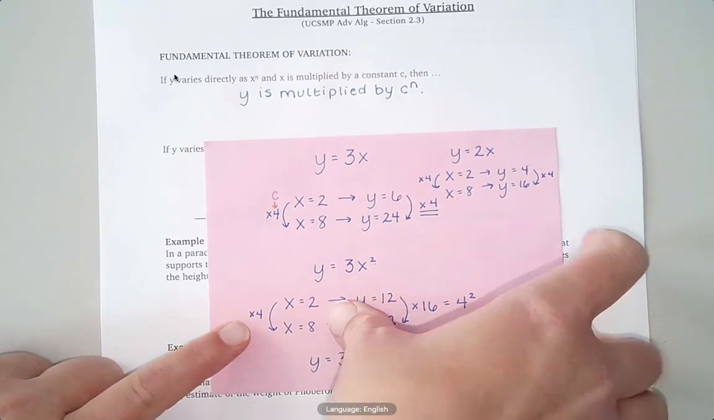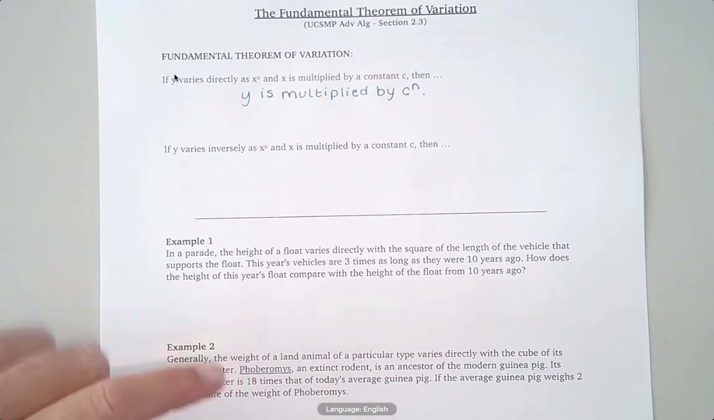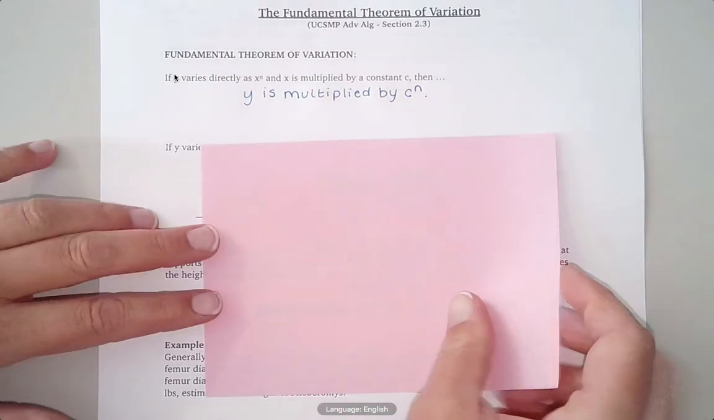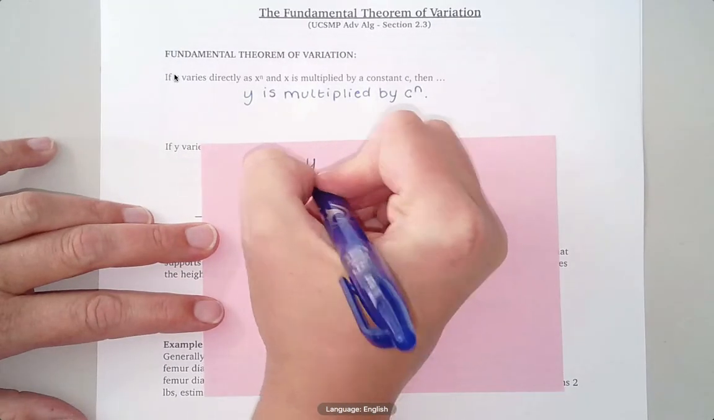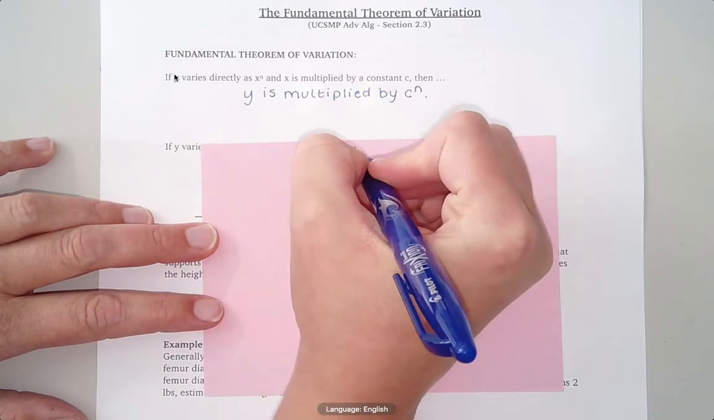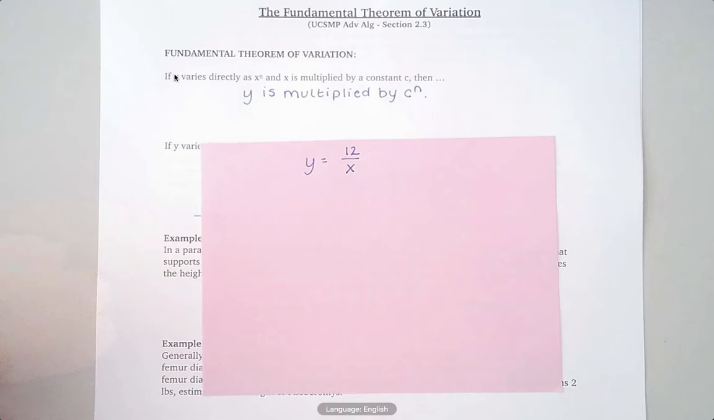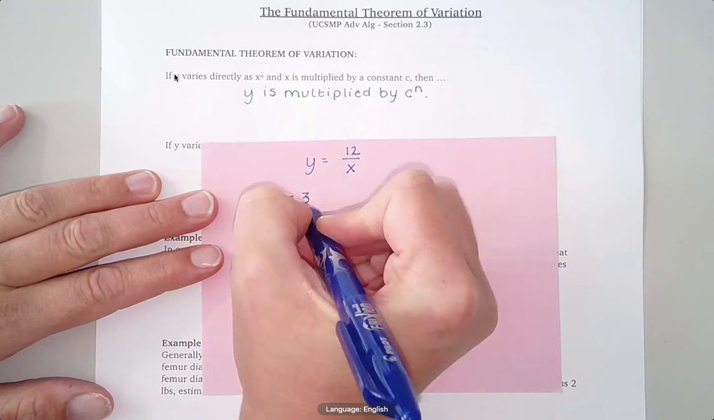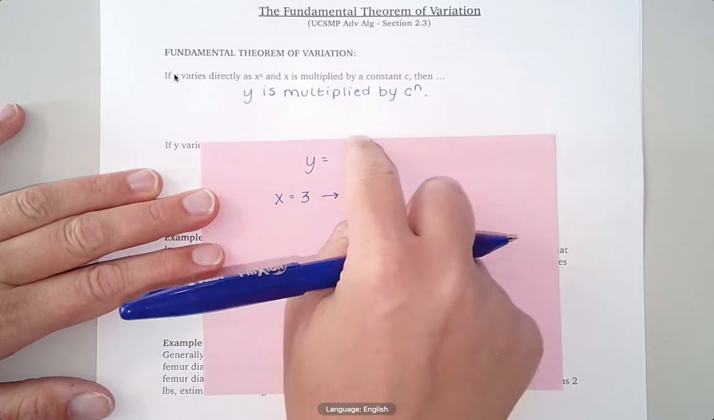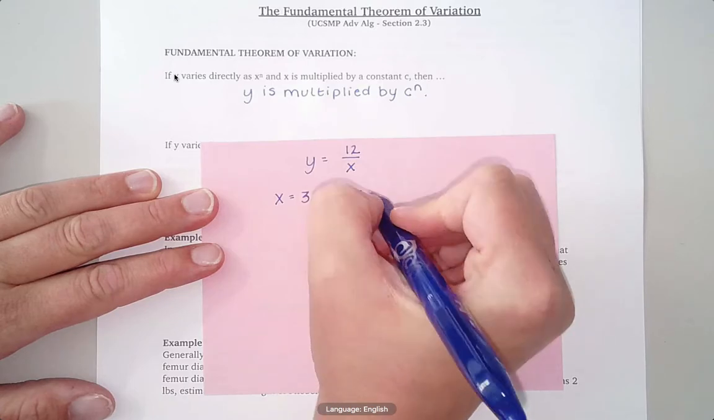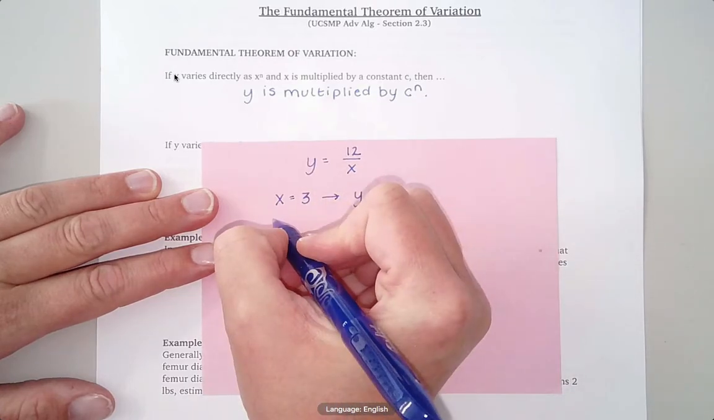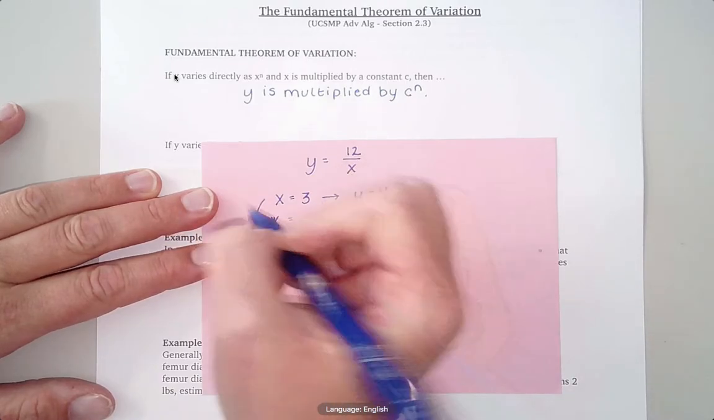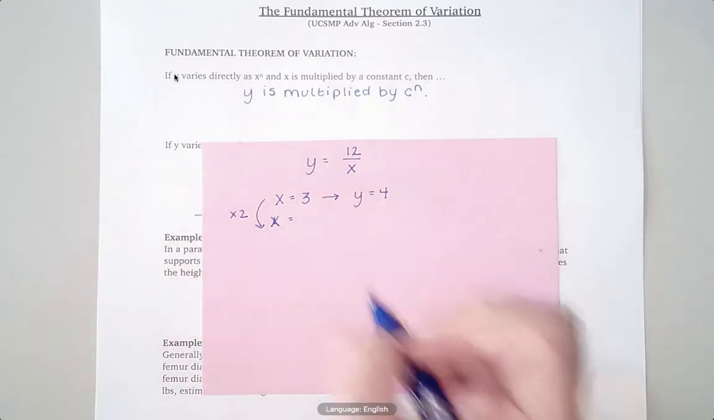Okay. Let's take a look at what happens with inverse variation. Okay, and then we'll kind of compare and contrast the two. So I'm going to work with the equation y equals 12 over x, because that's inverse variation. So I'm going to pick x equals 3. Well, if I plug in 3, 12 divided by 3 is 4, so I would get a y value of 4. Now let's say I'm going to double my x value. So I'm going to multiply by 2 here. So I'm going to put in a 6.